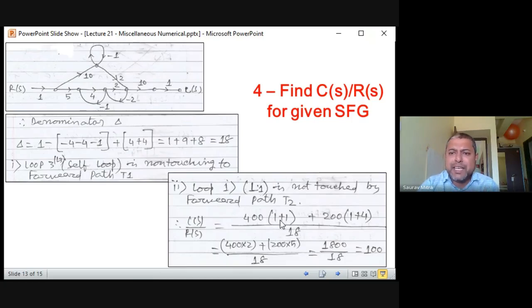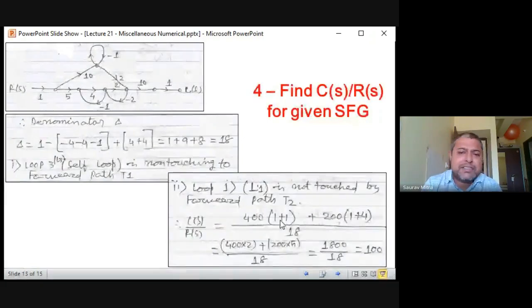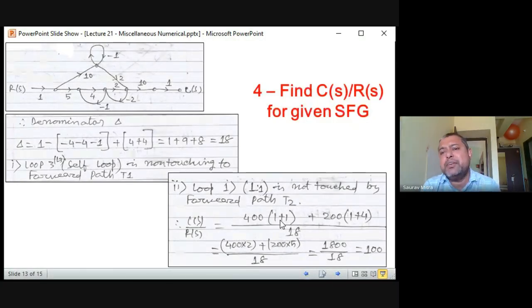So now we have done enough, we are experienced enough, so directly by looking at it, we should be able to write it down. It is not necessary that we first find delta, then say that this forward path is not touching this loop and make it equal to 0. All those things you do in the exam, but now you should be a little faster. So this is the forward path which is not touching this minus 1. So delta 1 will be 1 minus of minus 1, that is 1 plus 1.